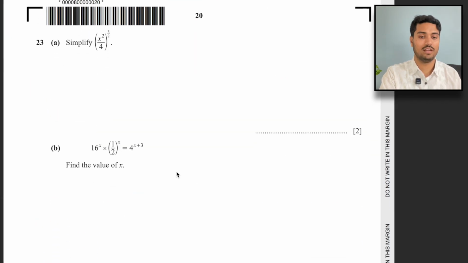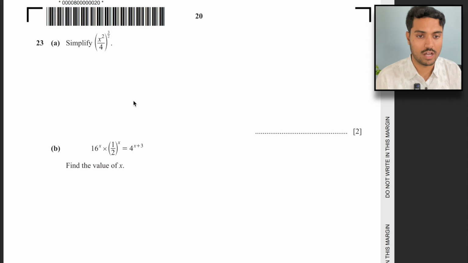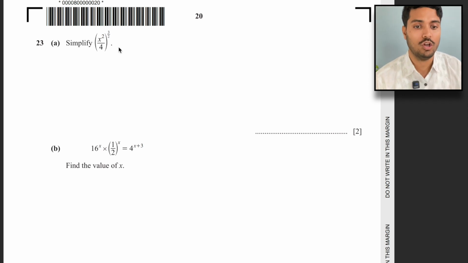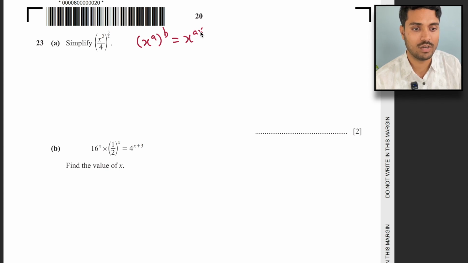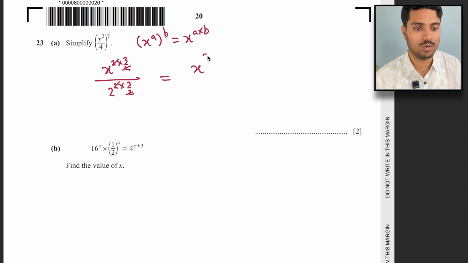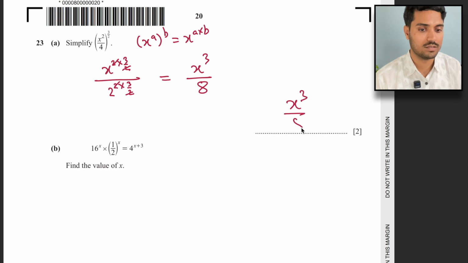Question number 23. It says simplify x square by 4 raised to 3 by 2. So power law: when any number x raised to a, whole raised to b, can be written as x raised to a multiplied by b. Hence here we'll write x raised to 2 into 3 by 2 upon 4. 4 can be written as 2 square into 3 by 2. So 2 will cancel out, 2 will cancel out. Final answer is x cube upon 2 cube, which is 8. So answer will be x cube upon 8.